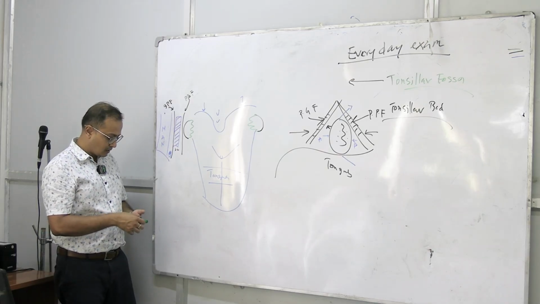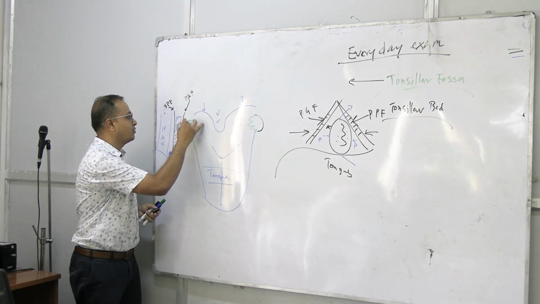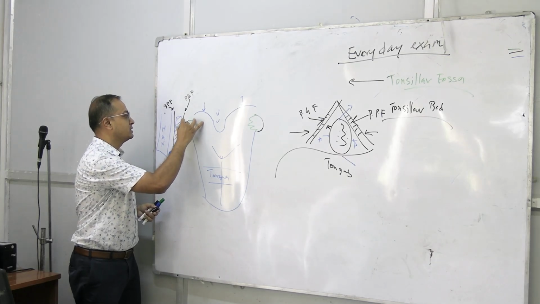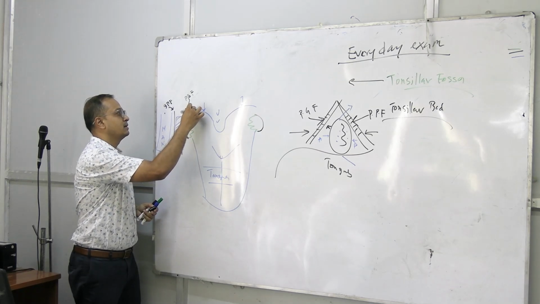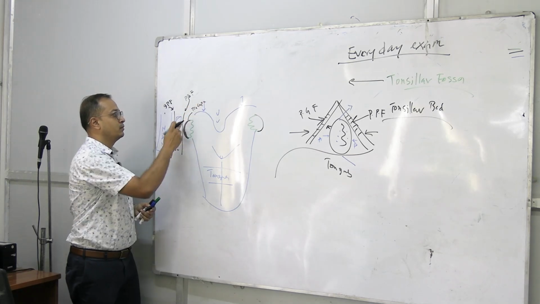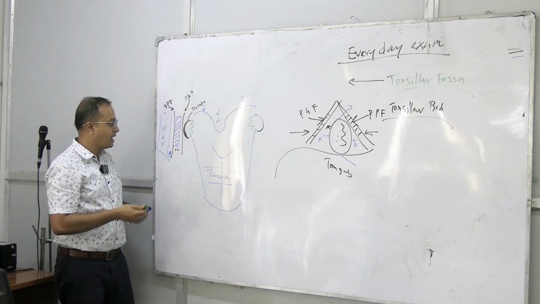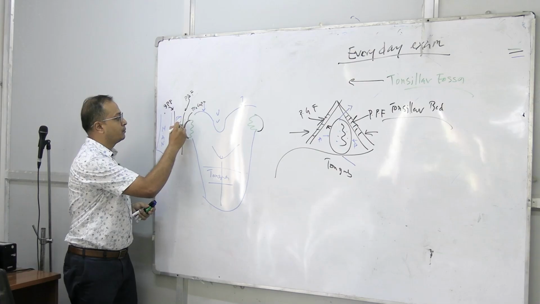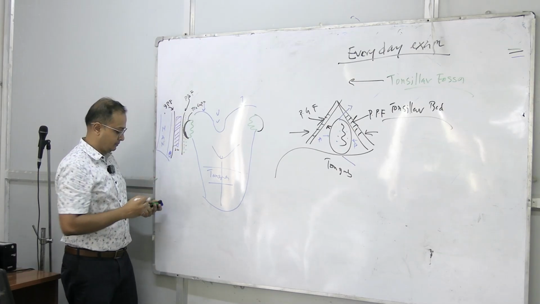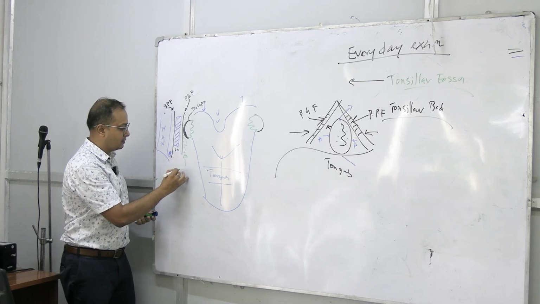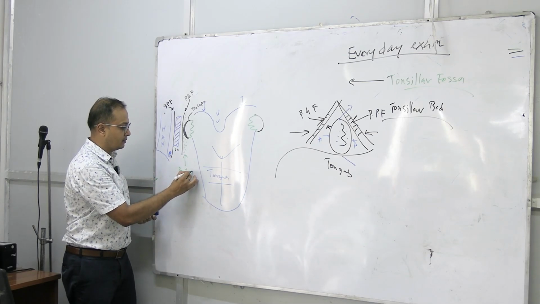Now this tonsil is covered by a capsule surrounding it, which is thick, so we call it the tonsillar capsule. Then we have a space. Then we have fatty tissue lodged over here. Fatty tissue lies here. This space we call the paratonsillar space.